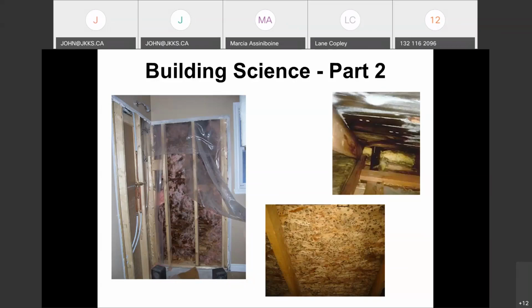So building science part 2. As we can see in this opening introductory slide, some water damage, moisture damage, what appears to be mold or at least fungus growing on the back of sheathing in an attic where there's been a lack of ventilation, and certainly we have moisture being generated or at least dumped into this attic space, and we can see the damage it's creating to the sheathing.